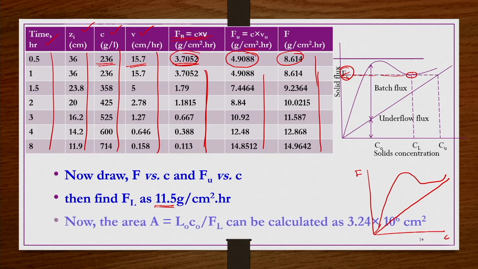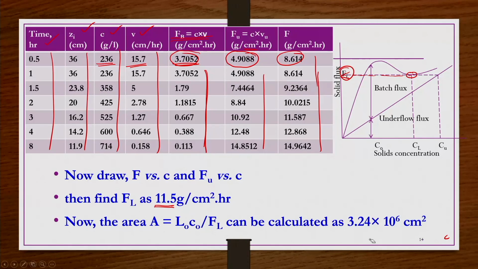So the area is going to be L naught C naught by FL. That is going to be 3.24 into 10 power 6 centimeter square. So this is the minimum area required for the continuous thickener to perform this duty, according to whatever Cu, Vu, etc. are given. Now, we take another example problem. That problem will be calculating the critical time, etc. That approach we follow, and then we obtain the required area for a continuous thickener.